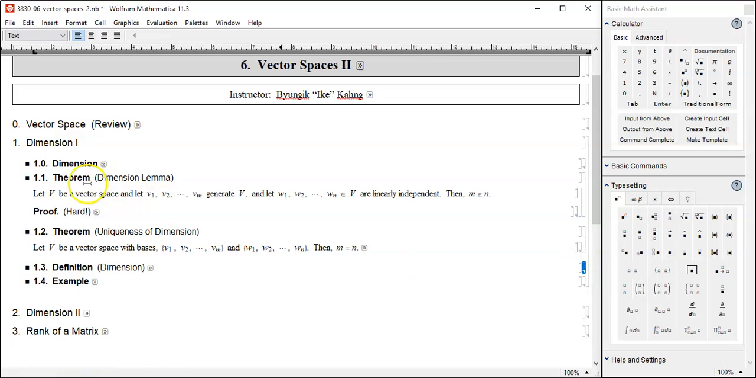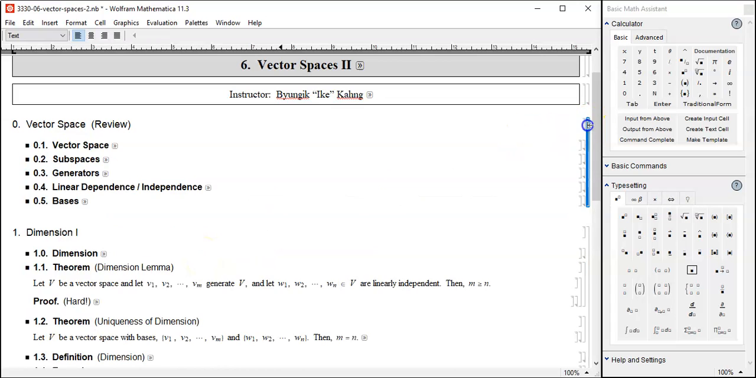Let capital V be a vector space, and V1, V2, V3, all the way up to Vm generate the vector space V, and let W1, W2, all the way up to Wn, be linearly independent. Then m is greater than or equal to n. Let's assume we have done that. And then let's go ahead and prove this theorem 1.2, the uniqueness of dimension.